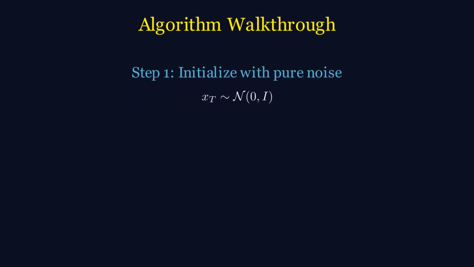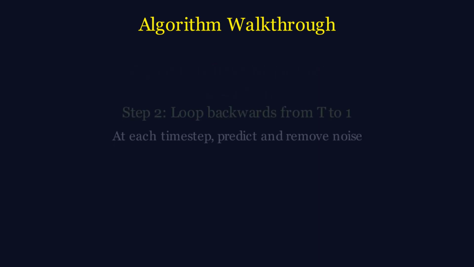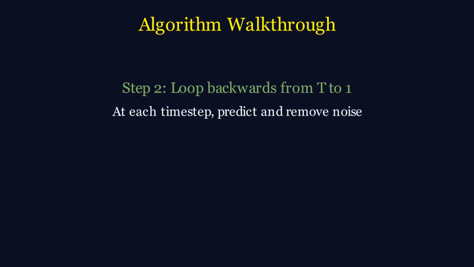This is how we actually generate images from pure noise. We start with pure Gaussian noise x_T, sampled from a normal distribution with mean 0 and unit variance. This is completely random, no structure, no image, just noise. We loop backwards from T to 1. At each time step, we predict and remove a bit of noise.